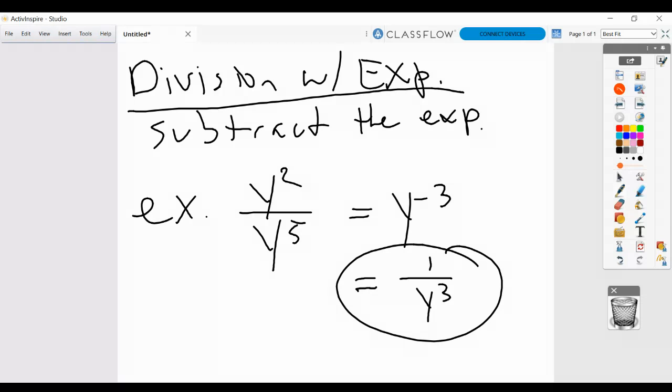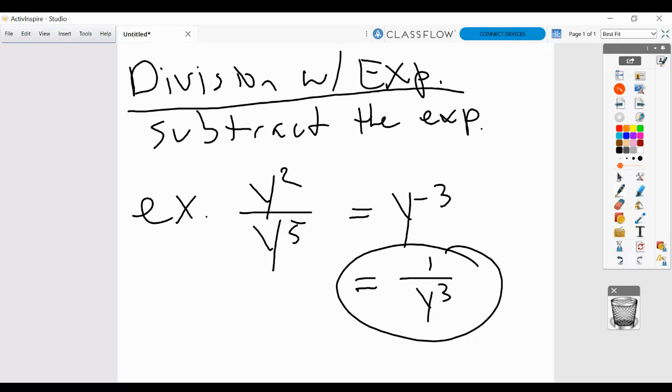Notice the bigger the exponent is where you're going to end up. So see how 5 is bigger and it's in the denominator? That's why your y to the 3rd ends up in the denominator. Whichever one is bigger is where you're going to end up, if that makes sense.